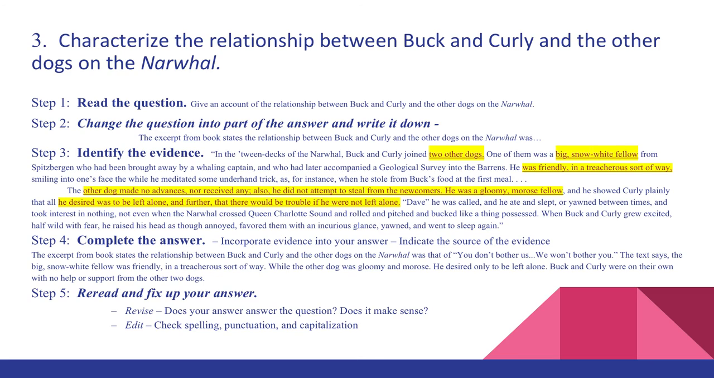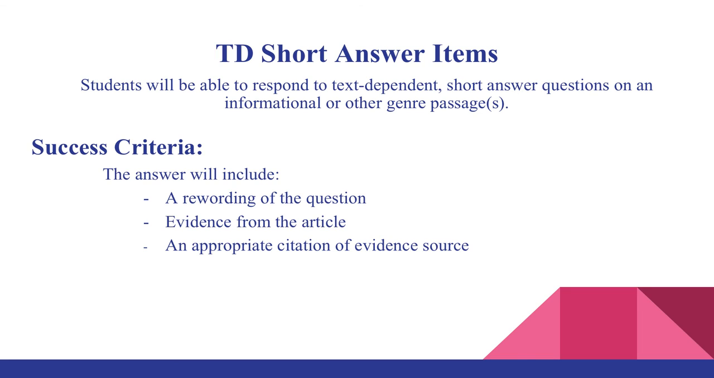If you teach your children or your students this process, it'll be much easier for them to craft a text-dependent answer for the particular text-dependent question they are asked to respond to. Now remember that students need to be able to respond to text-dependent short answer questions on an informational or other genre passage. I know this is a different way of looking at short answer, but think about this. When you have a student respond to a short answer question or item and they only have to rely upon their knowledge with a single word, a phrase, or other, and not actually go back into the passage, they truly are not doing a text-dependent short answer.